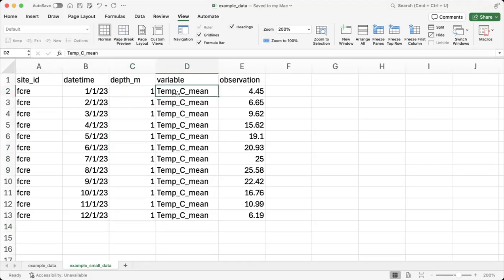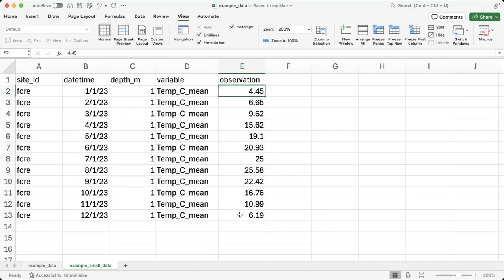The variable is also recorded. Here we are collecting measurements of water temperature, and then we have the observation. You can see from looking at these few data points that in general, water temperature increases throughout the year until we get to August, and then it starts to decrease, which makes sense.